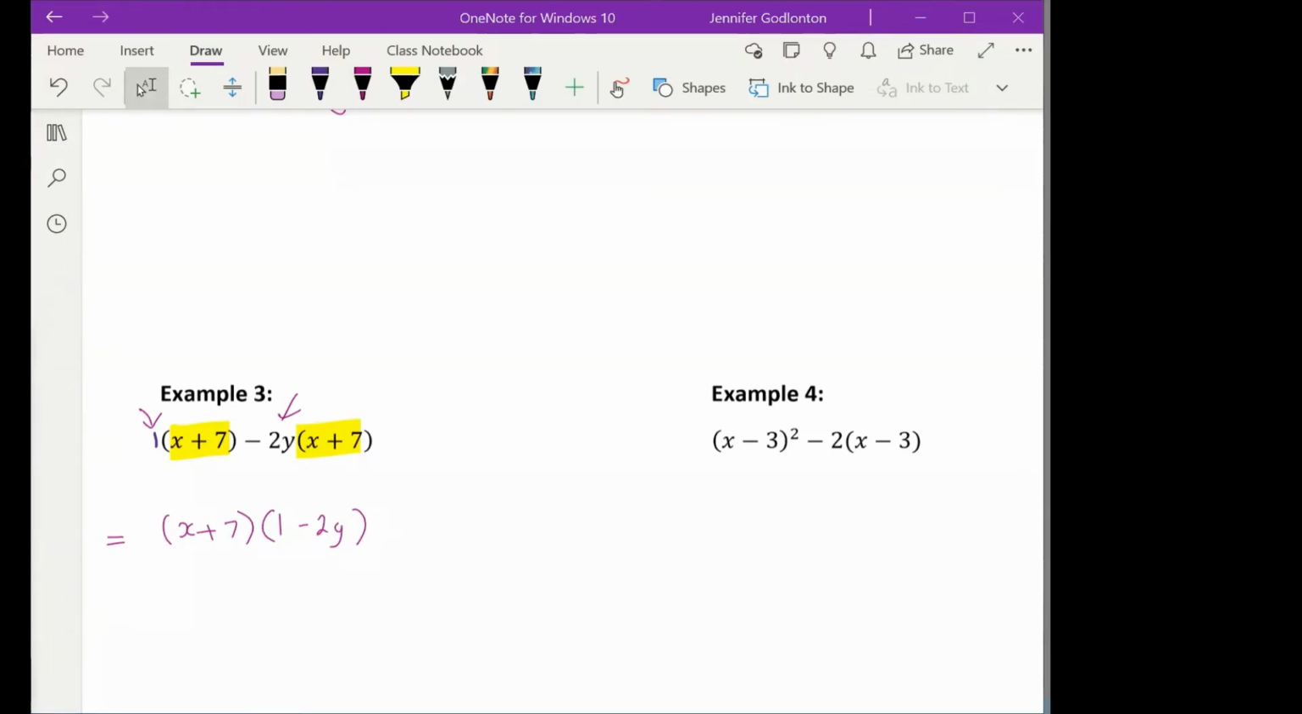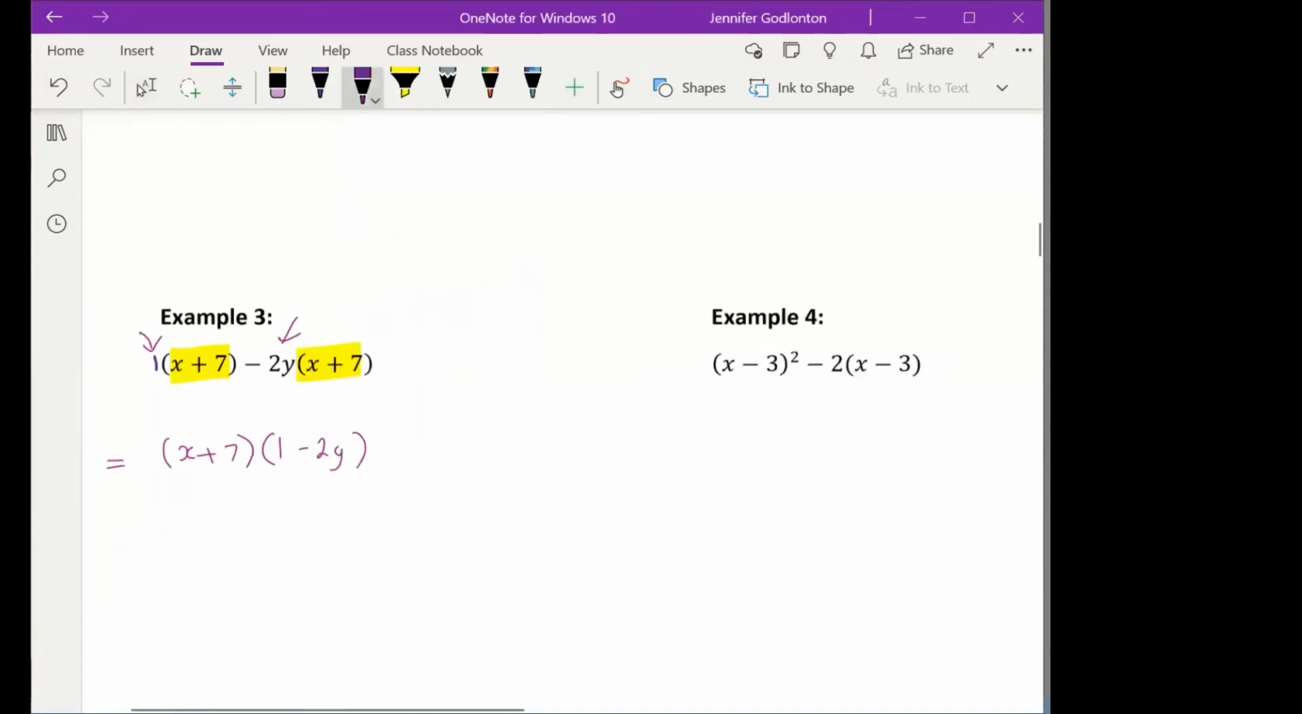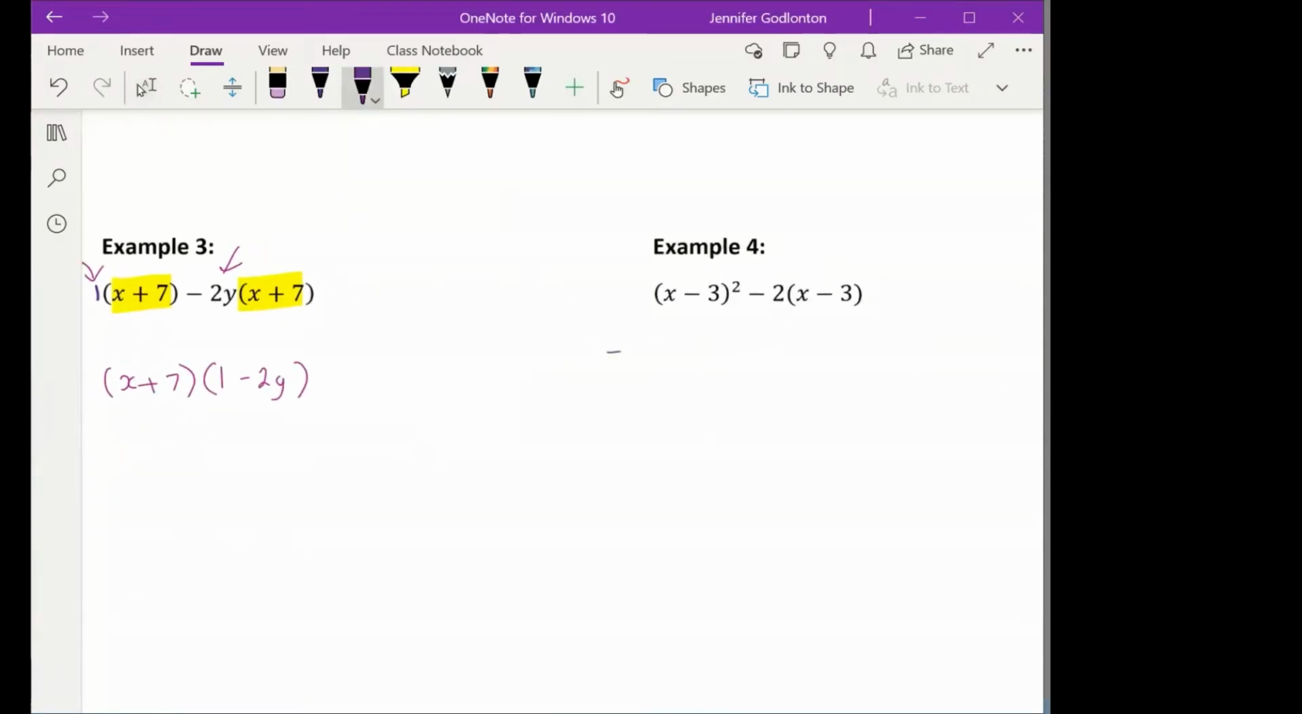Okay, example 4. I'm going to just do one thing with example 4 to make it a little bit easier for you to see what to do. And then I'm going to let you go rogue with it. So example 4, all I'm going to do is rewrite that. And I'm just going to give you one more minute to try.